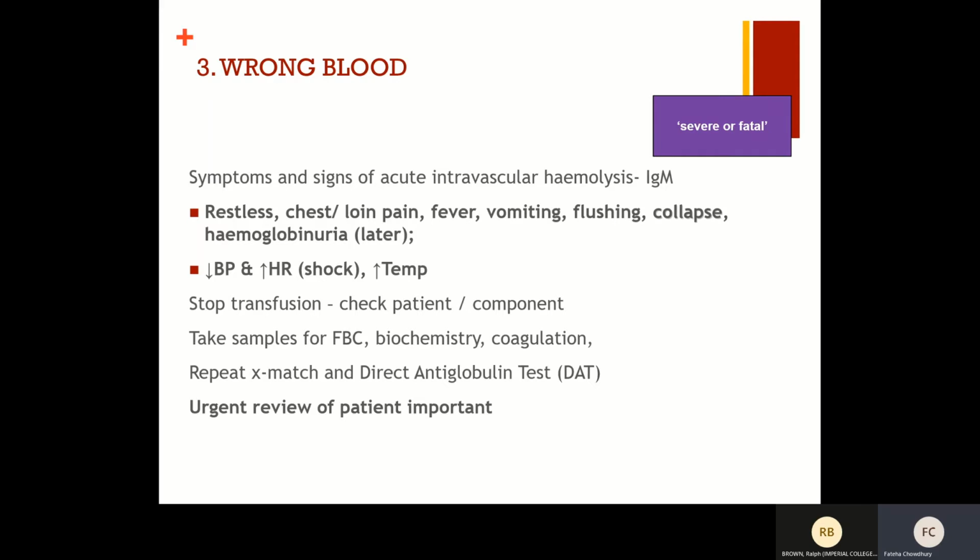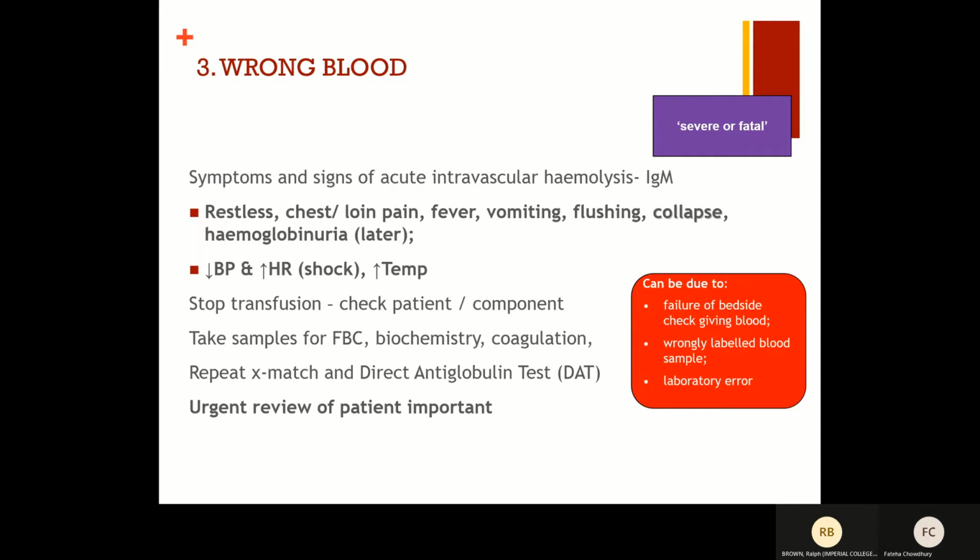Samples for full blood count, urea and electrolytes, and coagulation are really important, because an ABO-incompatible transfusion can lead to DIC and renal impairment. Samples should also be sent for a DAT and repeat cross-matching. Often this is due to failure of the bedside check when giving the blood, and sometimes it can be due to a wrongly labelled sample or a laboratory error, but often it is that final step that I showed you, step 10, where you're administering blood. This is so important to do.